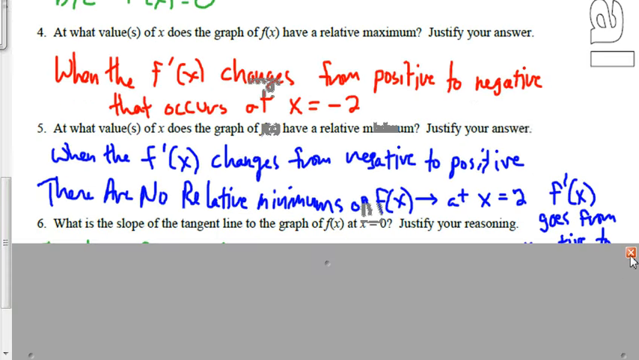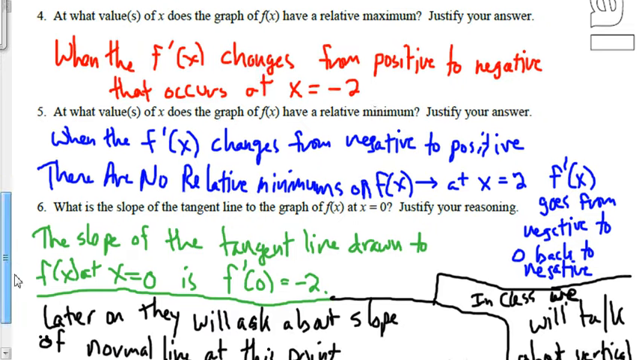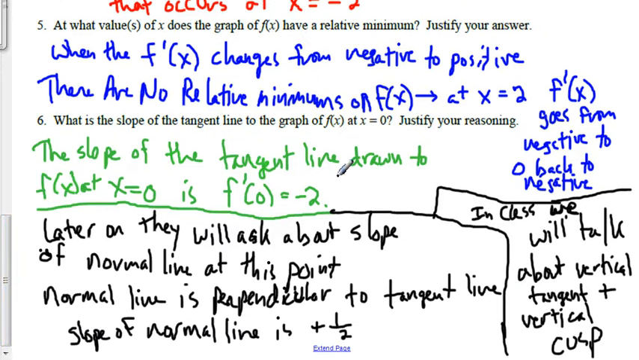And the last question, number 6, what is the slope of the tangent line to the graph of f of x at x equals 0? Justify your reasoning. The slope of the tangent line drawn to f of x at x equals 0 is f prime of 0 equals -2. So you just look at the value, and at that instant, the slope of the tangent line is -2. Now, later on, they're going to ask us about the slope of the normal line. If we can find the slope of the tangent line, which we just did, the slope of the normal line at 0 is going to be the negative reciprocal, because the normal line is perpendicular to the tangent line. So the slope of the normal line would be +1/2.